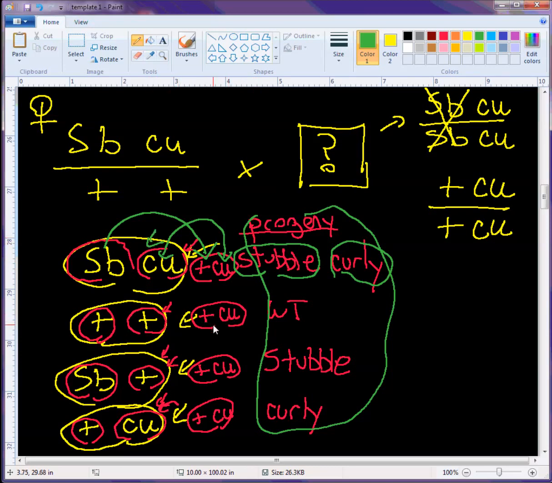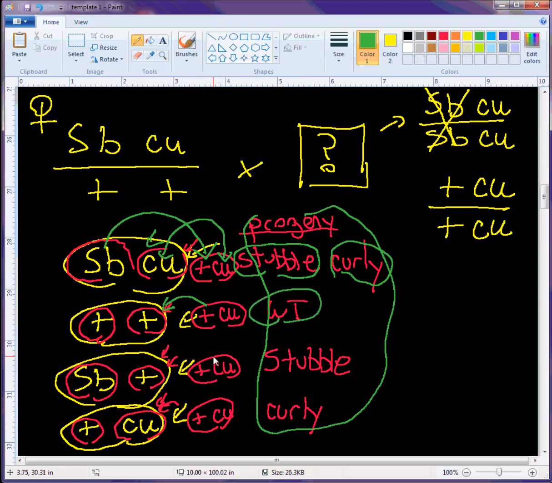For this one, when a plus and a CU fertilizes an egg that has the wild type stubble allele and the wild type curly allele, well then the progeny are going to be wild type, because we don't have the dominant stubble allele and we don't have homozygous recessive condition for the curly allele.